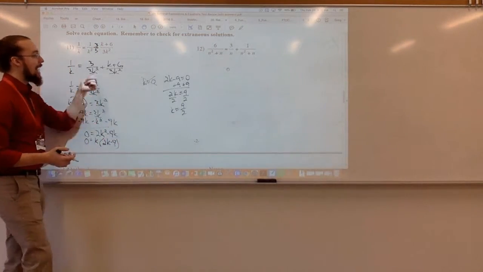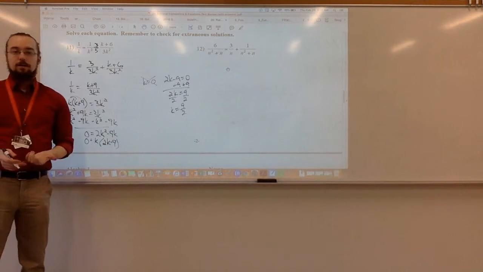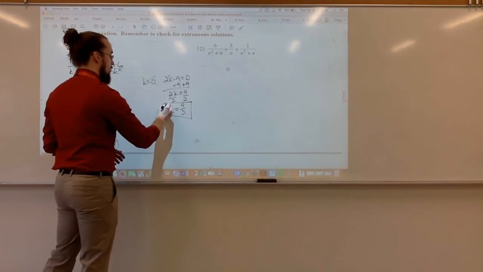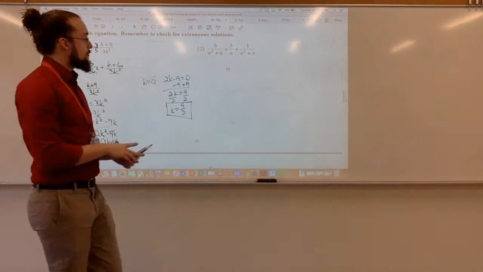If I plug 9 halves into my denominators, will I get 0 anywhere? No. So that means that 9 halves is my only answer. Alright. Okay with that one? Alright, then the final one.